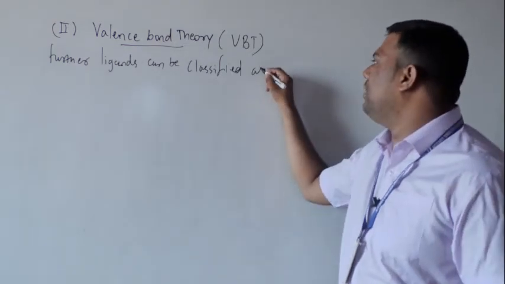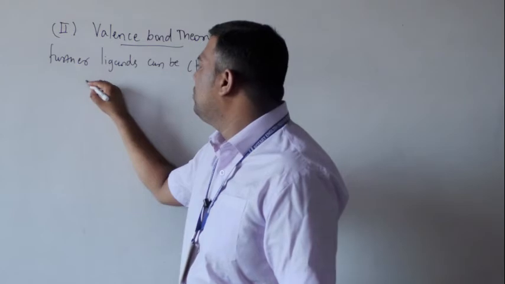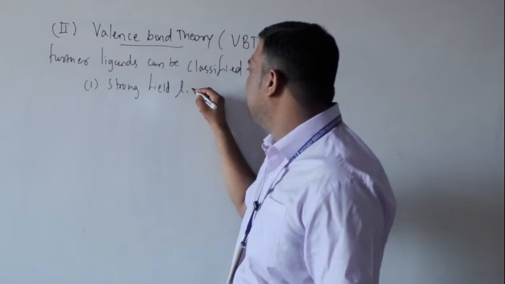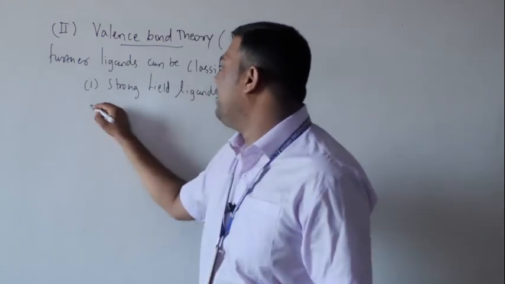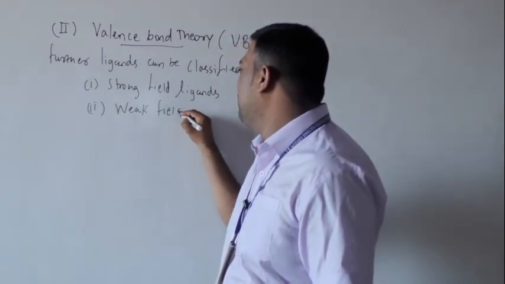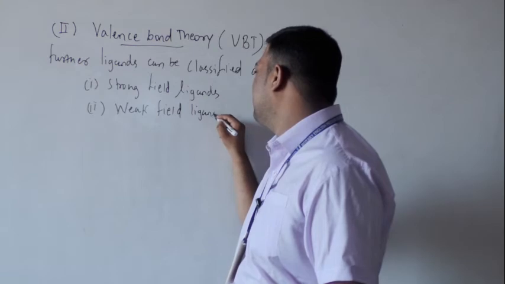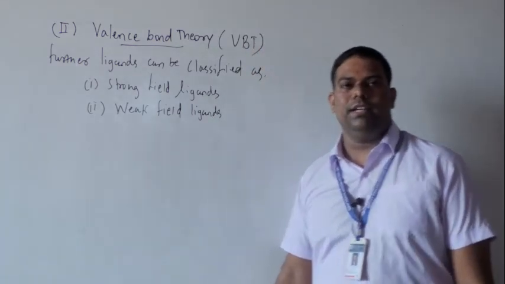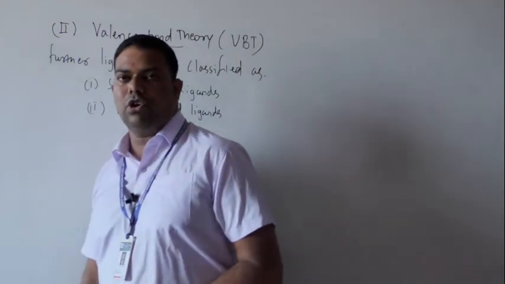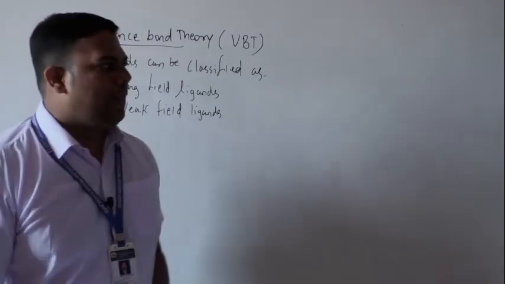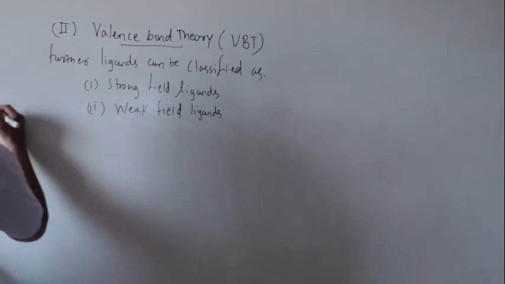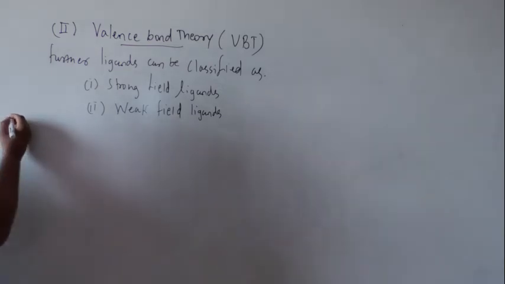Ligands can be classified as strong field ligands and, second, weak field ligands. Strong field ligands and weak field ligands. So you can write all these ligands in order, from strong field to weak field.